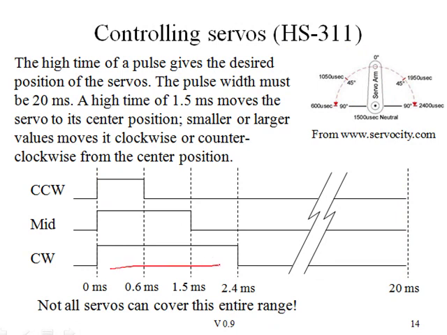A pulse width of 2.4 milliseconds or 2400 microseconds will mean that the arm is rotated 90 degrees clockwise in this position. A pulse width of only 600 microseconds or 0.6 milliseconds will mean that the arm is rotated 90 degrees in this direction. Not all servos can cover this entire range.